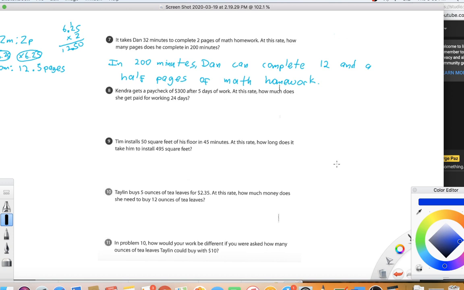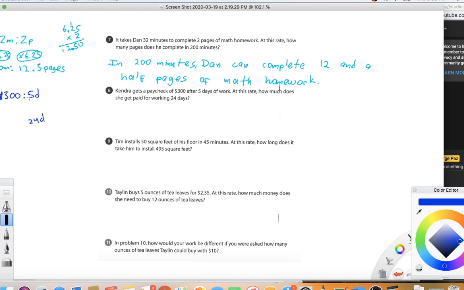Now for the next one, it says Kendra gets a paycheck of $300 after 5 days of work. So our ratio here is going to be $300 to 5 days of work. At this rate, how much does she get paid for working 24 days? For this one, we can't do 5 times something to get 24. We could divide it like we did over here, where we did 200 divided by 32. So we can do 24 divided by 5.